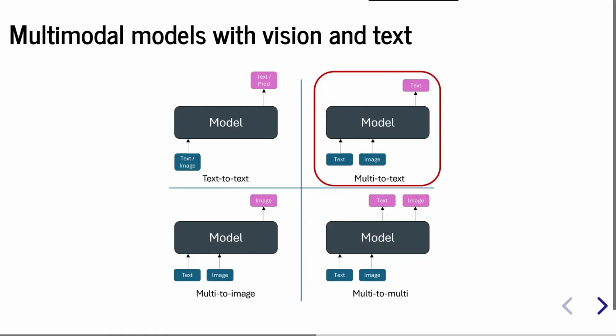So the standard model that we have seen until now is a unimodal model that takes as input some text and outputs some text, or it takes as input an image and outputs a prediction. But if we move one step forward, so one step to the right, we have what is called a multi-to-text model, where we provide as input both a text and also an image, and we want the model to generate some text.